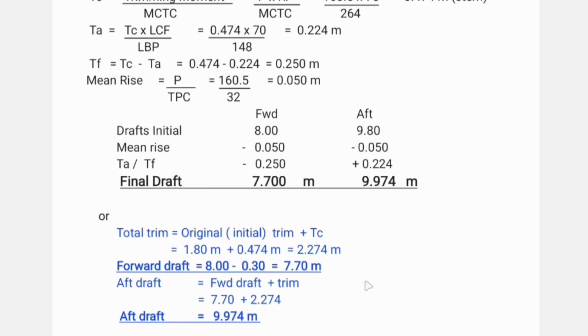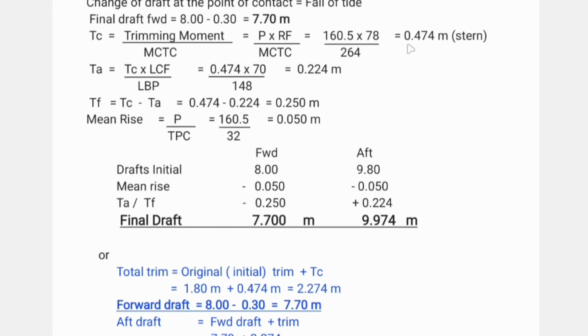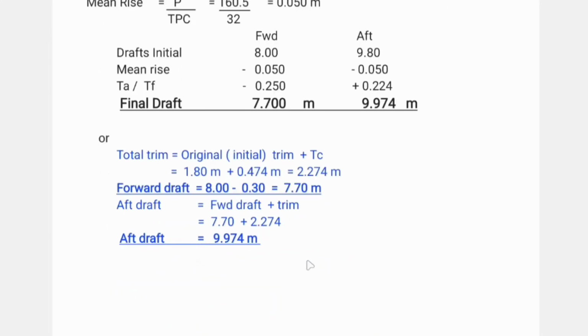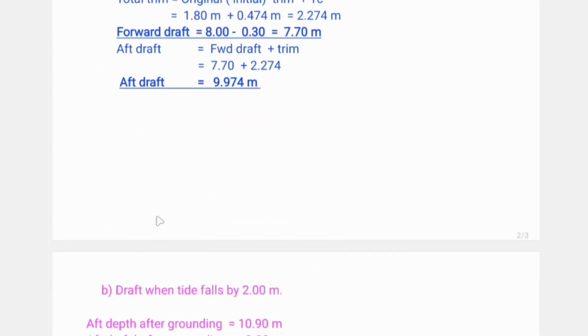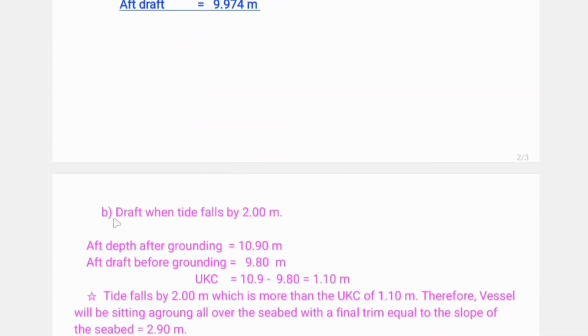So this way also we can find the forward and aft drafts, if you don't want to do the calculation of mean rise, TA and TF. But in any case, you have to find out TC, that is 0.474 meter. So you can choose whichever method you like, either this way or this way. The answer is the same. Now the B part.